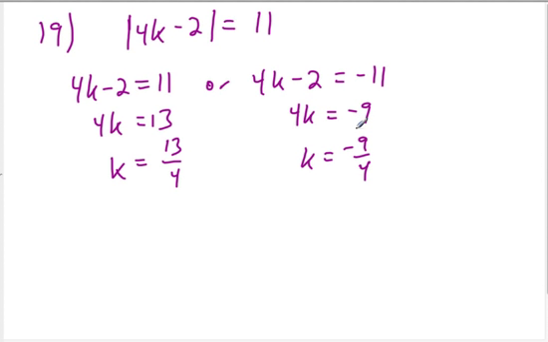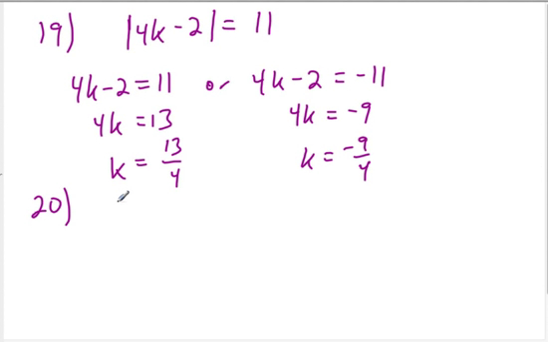And it does not say to graph. It says to check your solution. So we can check it. 13 over 4 times 4 would be 13, minus 2 would be 11. Over here, -9 over 4 times 4 would be -9, minus 2 would be -11, absolute value of which would be 11. So those are correct.